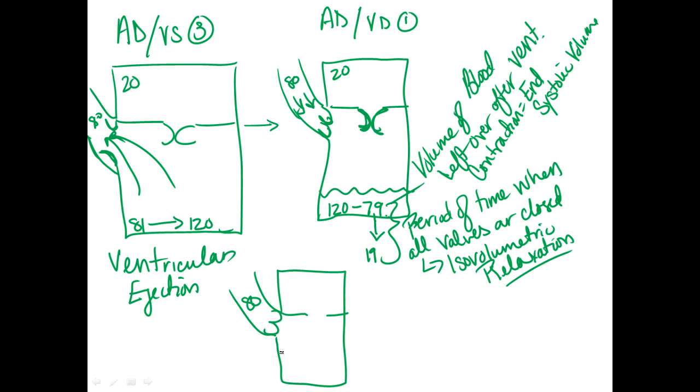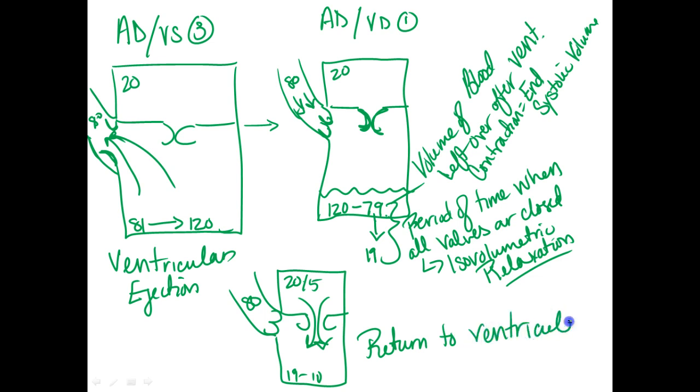Well, now once we've dropped down to 19 on down to 10, we're up at 20 to 15, okay? At this point, we're below the pressure, and we return to ventricular filling. And the cycle repeats.